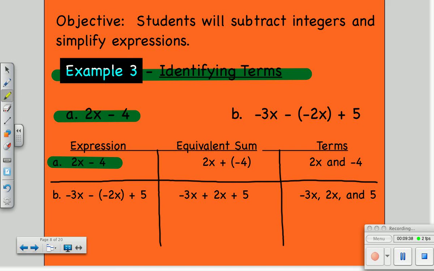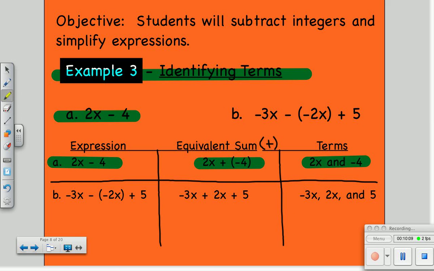What's an equivalent sum? Remember, sum means add. This means add. So that means I'm changing my expression to an addition problem. So changing 2x minus 4 to addition, it's going to become 2x plus, and the opposite of 4, negative 4. And then what are the terms in this addition problem? The terms are 2x and negative 4.